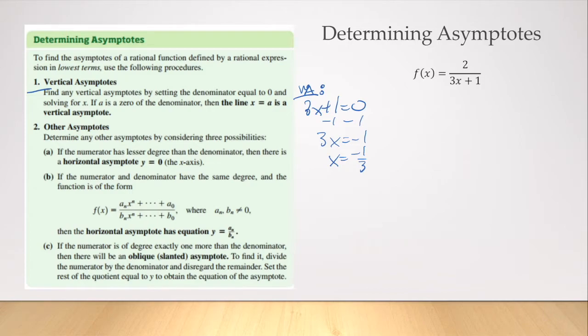I then check for my horizontal asymptotes. If the degree is bigger on bottom, i.e. the numerator has lesser degree than the denominator, then there's a horizontal asymptote at y equals 0. Once I've met that criteria, I don't need to check to see if they have the same degree, so it's a constant, or if there's an oblique asymptote. So those are my two asymptotes.